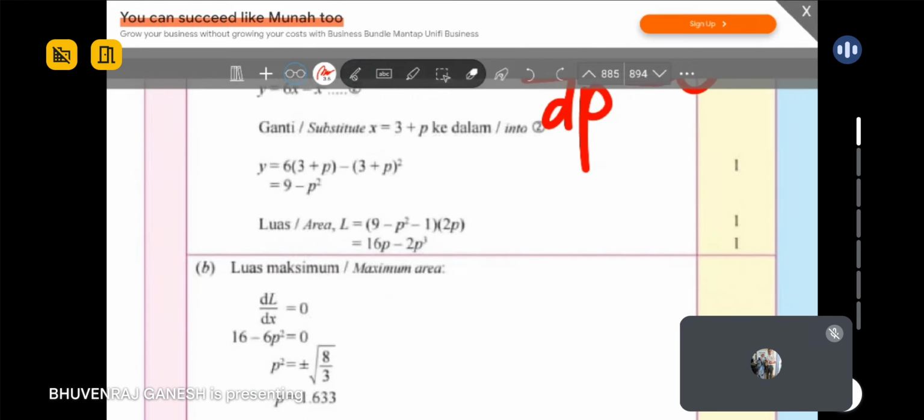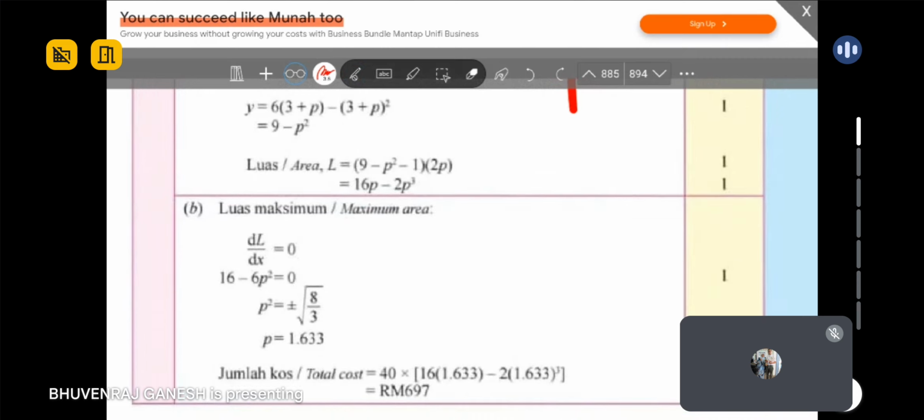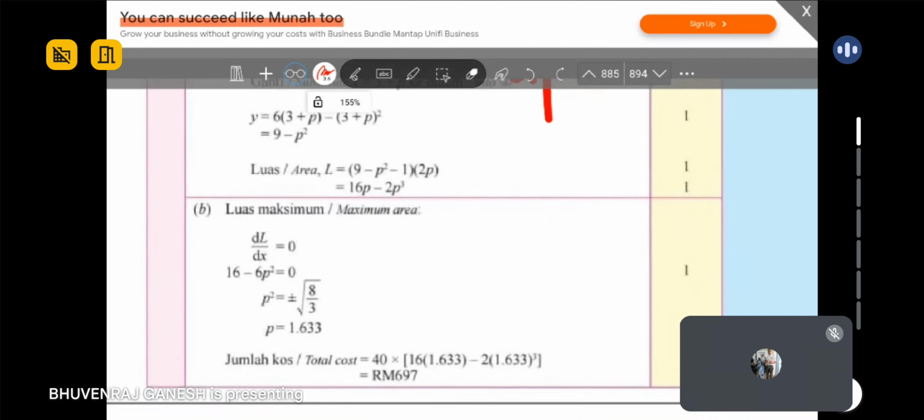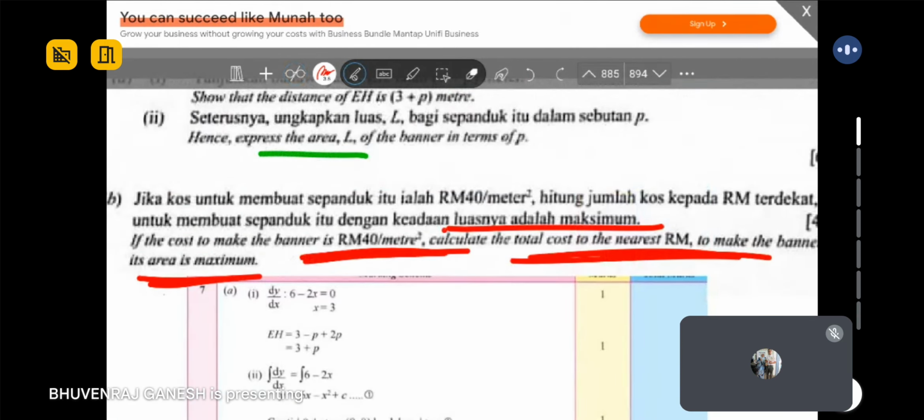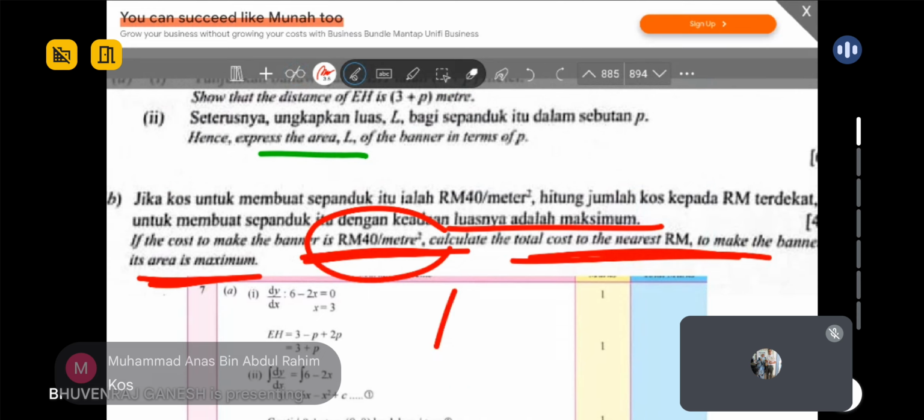And then find the p value. Cari nilai p. Substitute back in the equation. Gantikan dalam persamaan ni, your p value, and then times 40. Kenapa kena darab 40? Sebab dia suruh cari cost, guys. 1 meter RM40. Yes, 1 meter RM40.